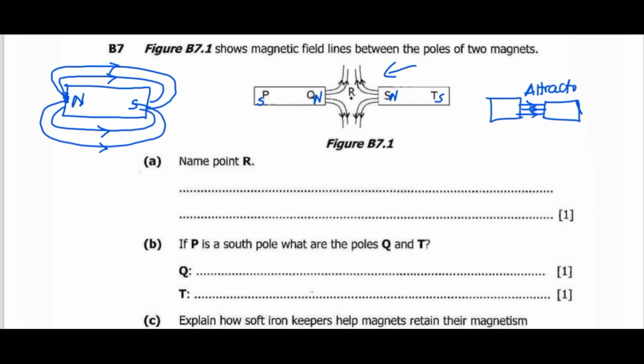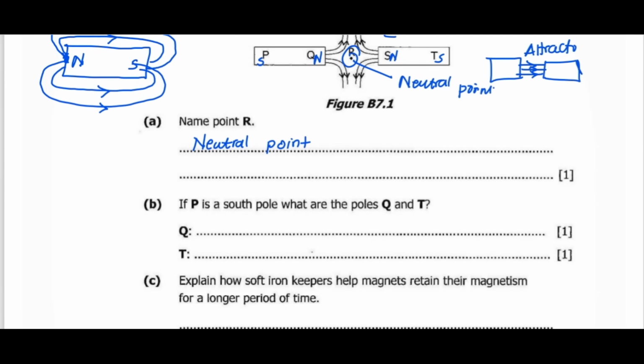Then the question is name the point R, this point here. This is known as the neutral point. It's neutral. Nothing is felt at this point because of repulsion. So here we have neutral point. Okay, then if P is south pole, what are the poles Q? Q we know it's north pole. Then what is our T? South pole.